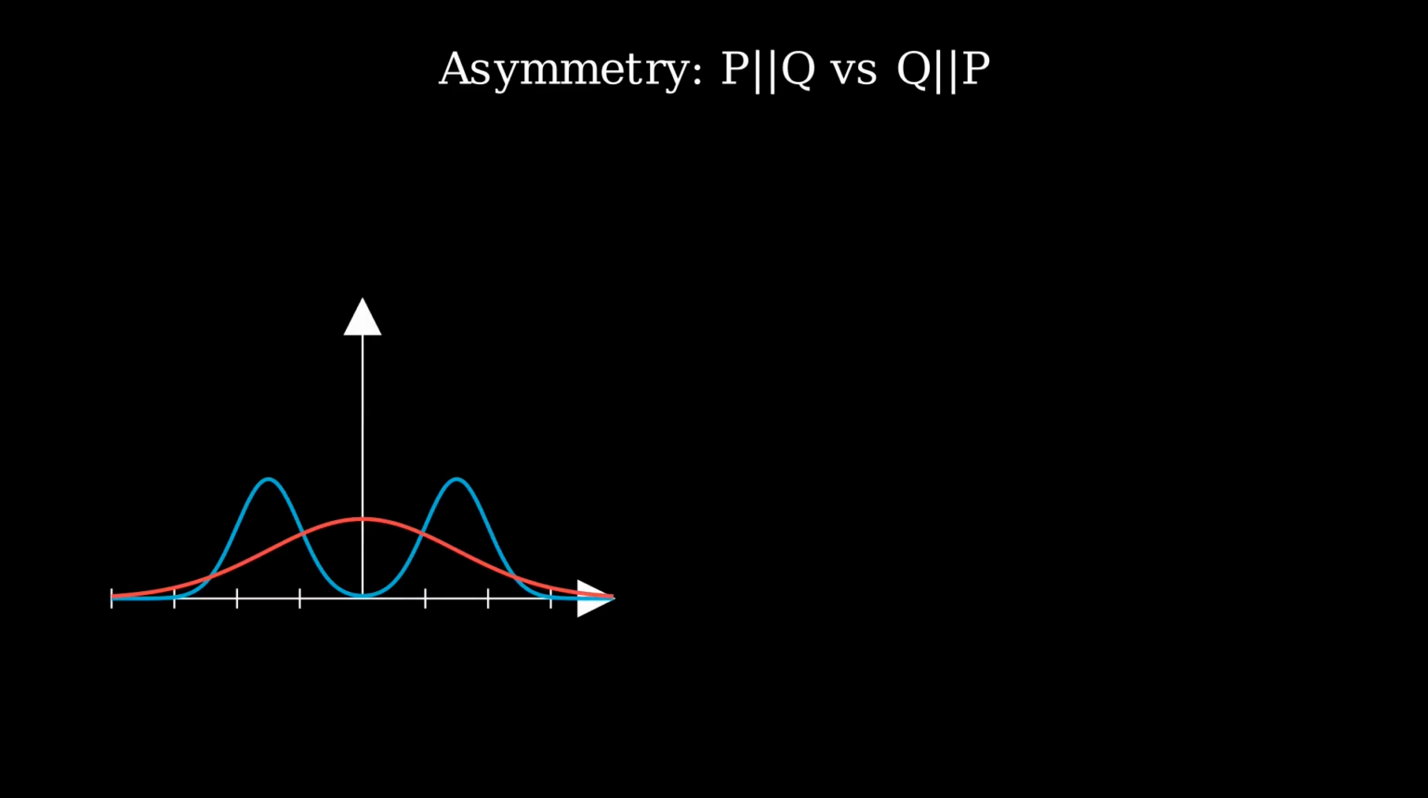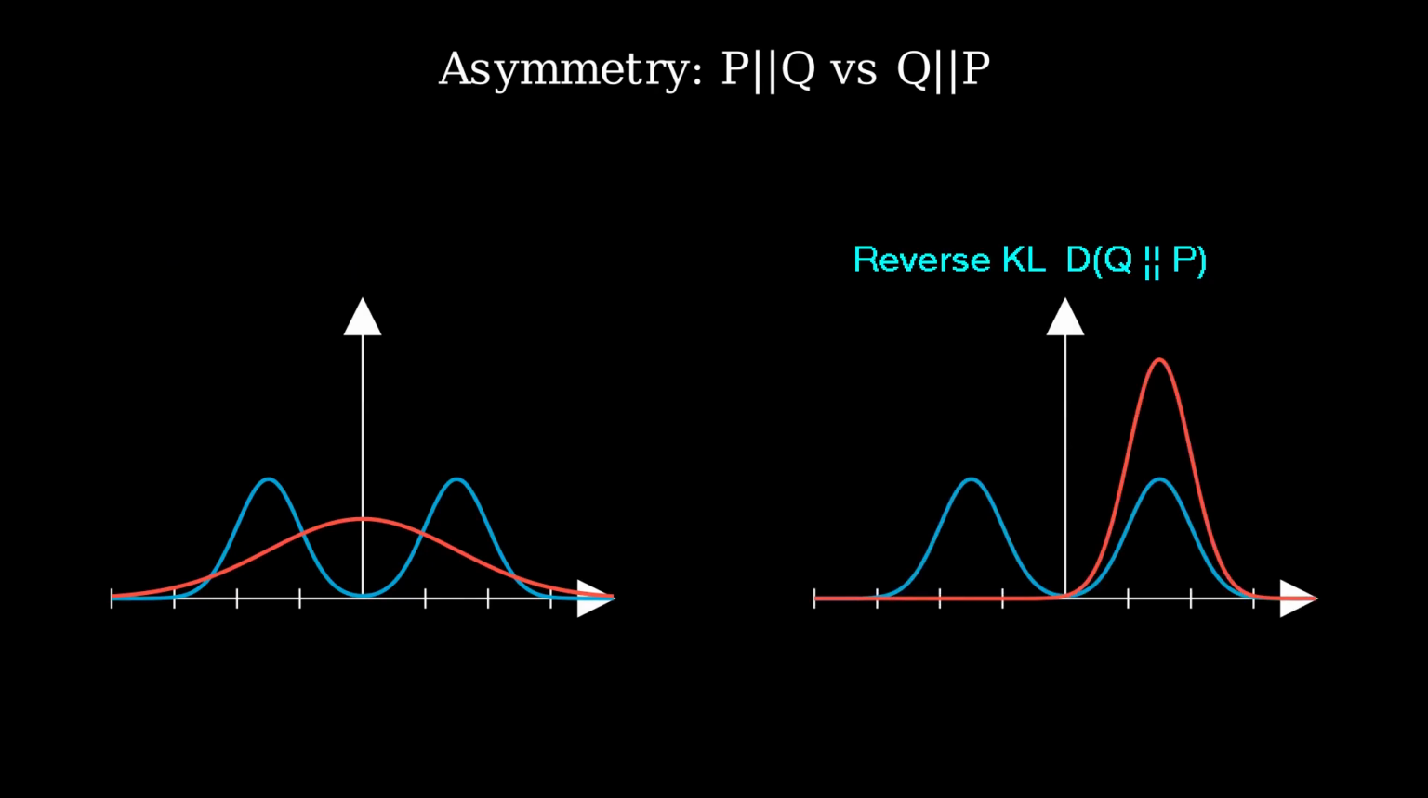In machine learning, the direction of KL matters. Forward KL, where we weight by P, forces the model to cover all modes of the truth. This is mean seeking. But reverse KL, weighting by the model Q, forces the model to pick just one mode and fit it perfectly. This is mode seeking.